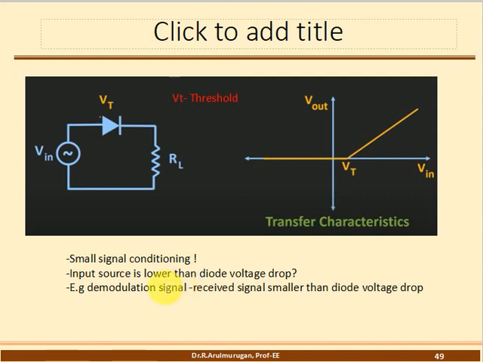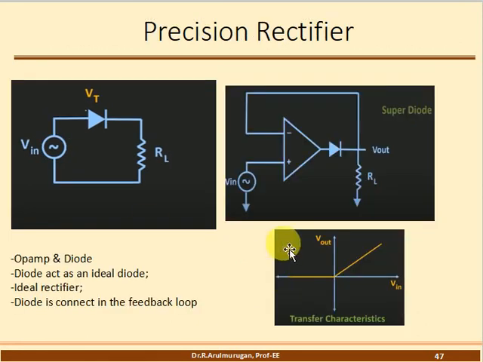Then what to do? That is the question. How do we minimize that 0.7 V threshold voltage drop? In front of the diode, between the source and the diode, you put one circuit. What will you connect there? You can connect one operational amplifier between the source and the diode. You may have studied differential amplifiers. For example, you can look at this.